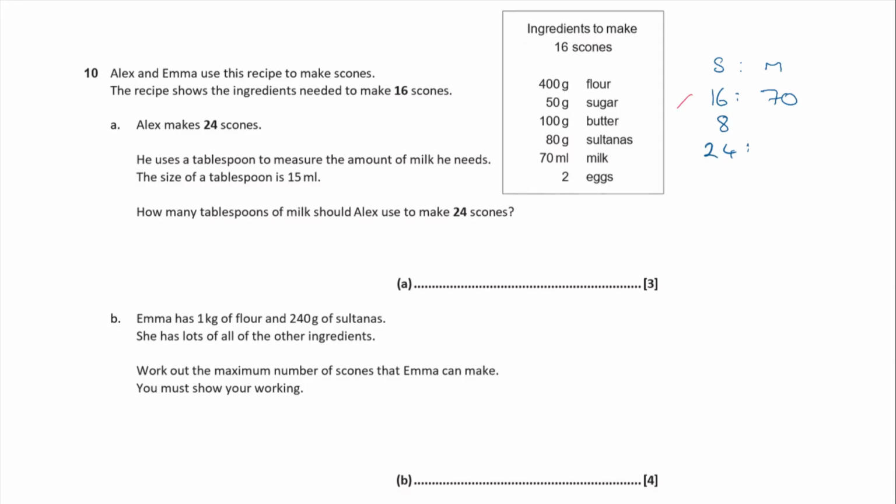Now 16 doesn't go neatly into 24, but if I halved it first and got 8 scones, so if I took 16 and divided it by 2, I would get the recipe for 8 scones, and then if I took the recipe for 8 scones and times it by 3, I would get the recipe for 24 scones. So doing the same thing to the other side, if I take 70 and divide it by 2, then 8 scones is going to take 35 milliliters of milk, and then if I times that by 3 like I did on the other side, then 3 lots of 35, or 105 milliliters of milk, is what's required for 24 scones. Okay, so I need 105 milliliters of milk.